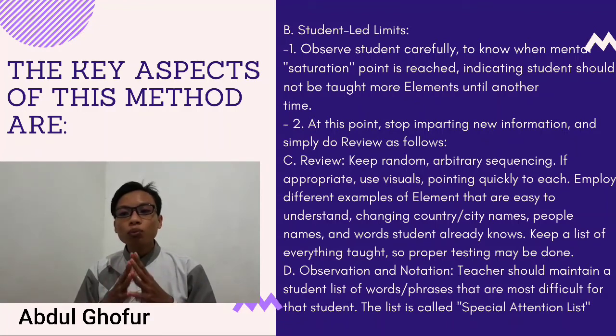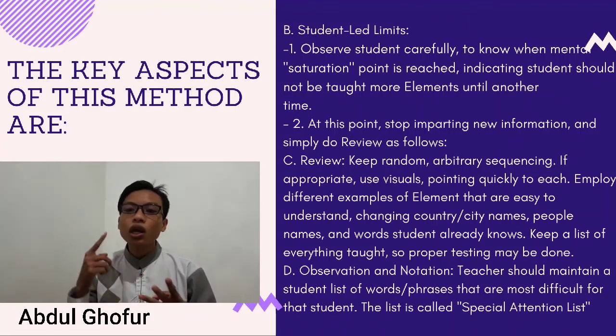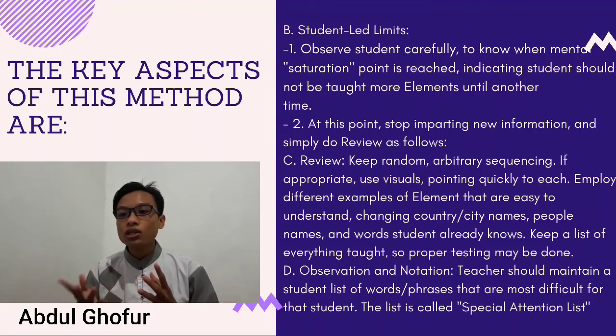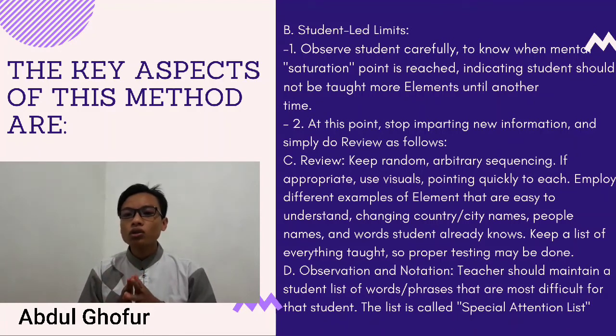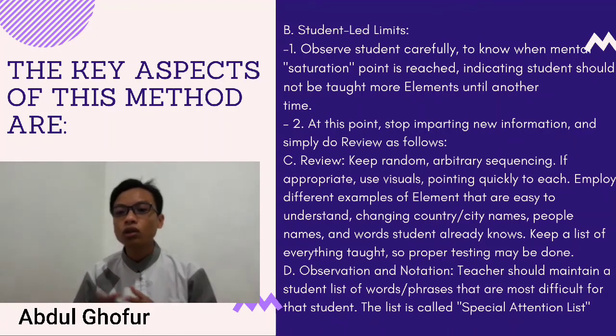Keep randomly arbitrary sequencing. If appropriate, use visual pointing quickly to each. Employ different examples of elements that are easy to understand. Changing country or city names, people's names, and words the student already knows. Keep a list of everything taught so proper testing may be done.